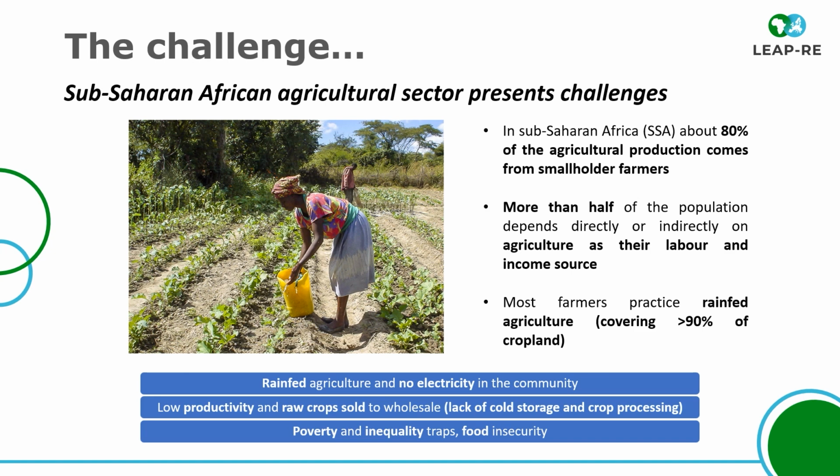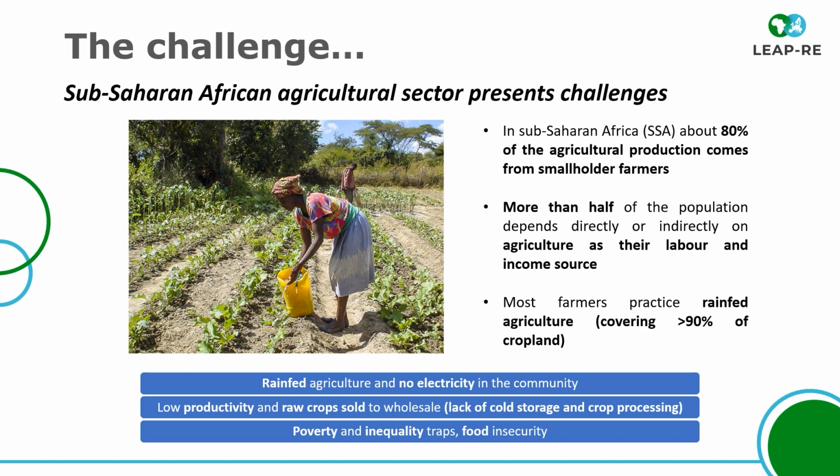The challenge we're facing in sub-Saharan African agriculture is significant. More than 80% of the agricultural production in sub-Saharan Africa comes from smallholder farmers specifically. And more than half of the total population depends directly on agriculture as their main income source. Furthermore, almost 90% of this cropland is rain-fed, waiting for the rain, instead of using modern forms of irrigation.